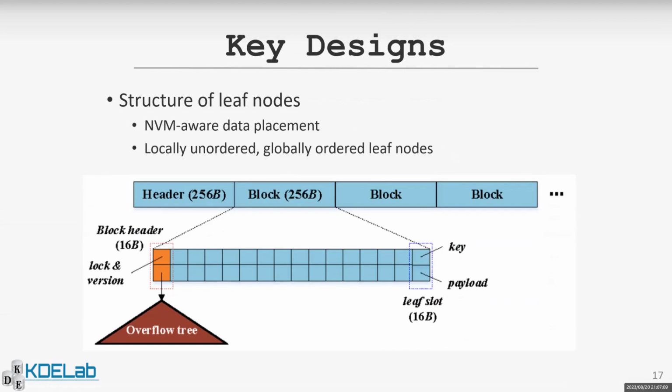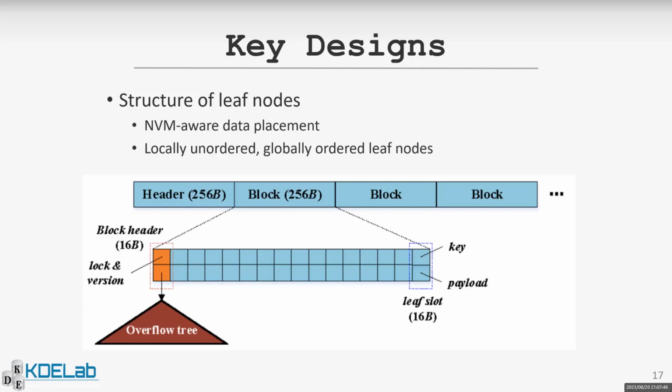The leaf node structure of peeling is shown in the figure. Since the access granularity of Optane DC persistent memory is 256 bytes, we align the node space and divide it into 256 bytes blocks. The first block is used as the node header to store node metadata, and the subsequent blocks are used to store data. Each block contains 15 leaf slots and a pointer to the overflow tree. Overflow trees are only created when needed.